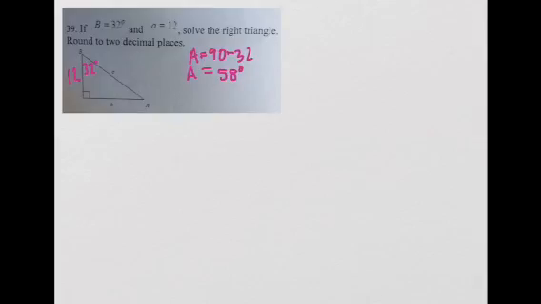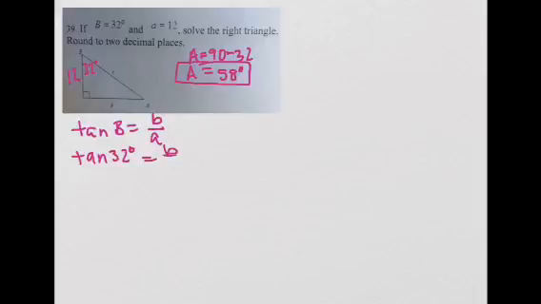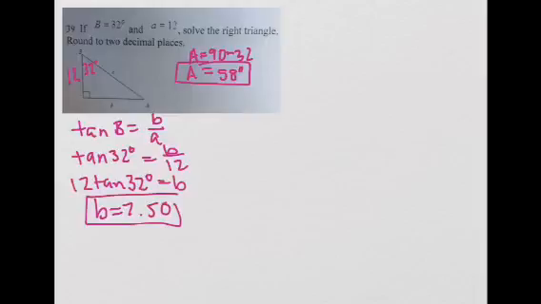So for angle A, you just find its complement of B. So 90 minus 32 gives you 58. So now to find side B. Well, if you're given angle B, you can use tangent of B equals B over A. So then that's tangent 32 equals B over 12. So 12 times tangent 32 equals B. So that gives you 7.50 because you have to round to 2 decimal places.